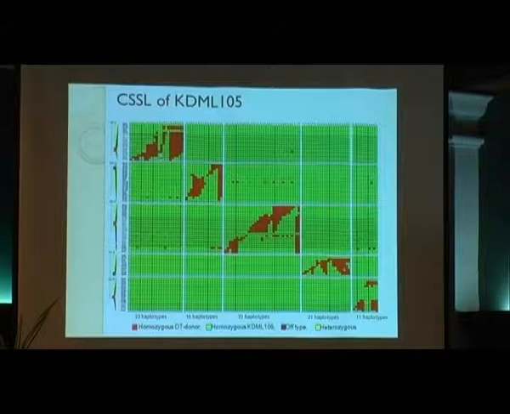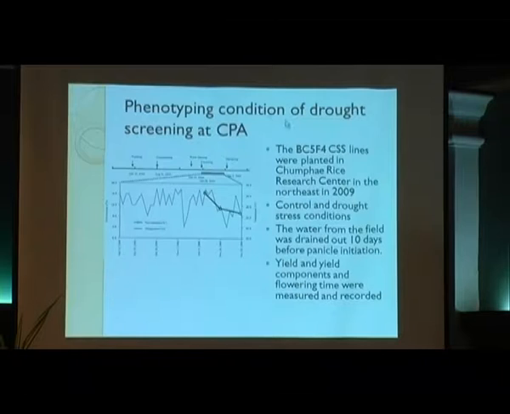After we obtained the BC5F4, we used this population to screen under drought stress. We have a good partner in our rice department, and we put this population in Chumphae Rice Research Center in 2009. So we had control and drought stress conditions at that time. For the stress condition, the water from the field was drained out 10 days before panicle initiation. We also measured yield components and flowering time.